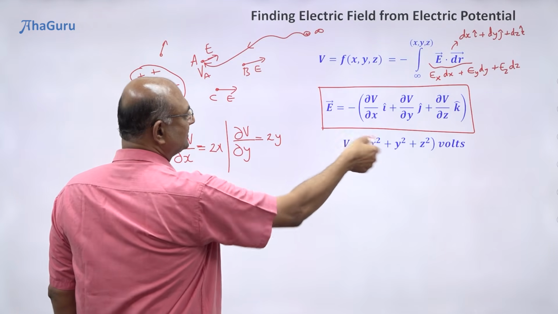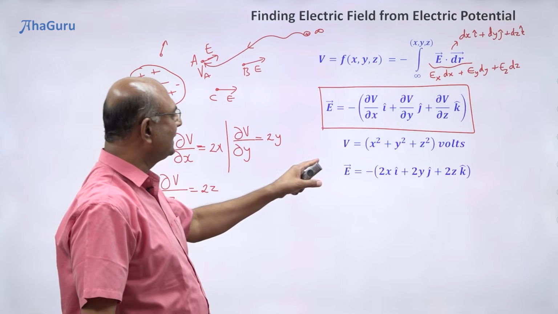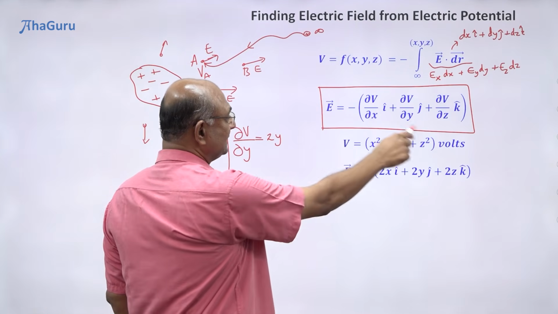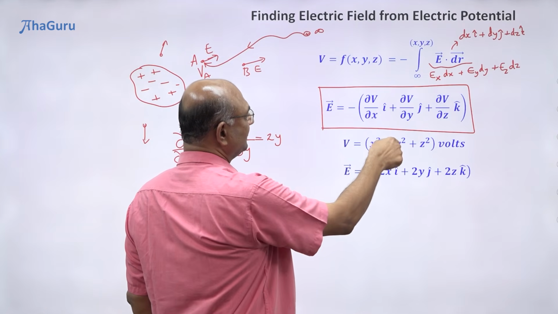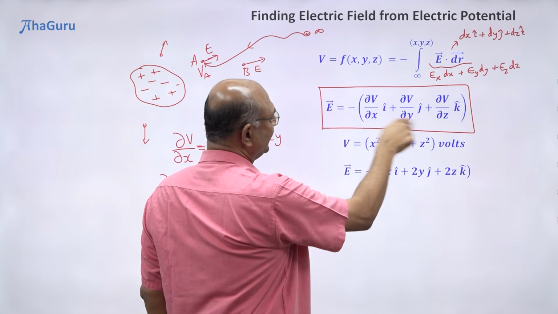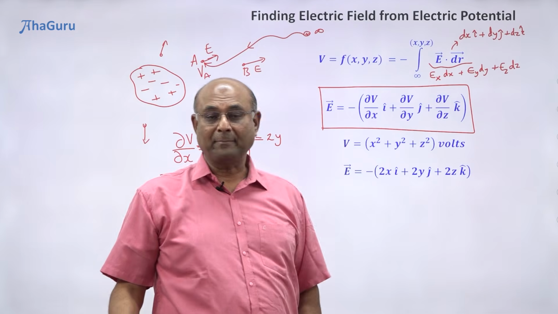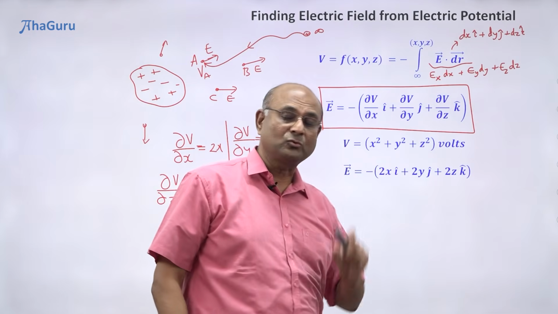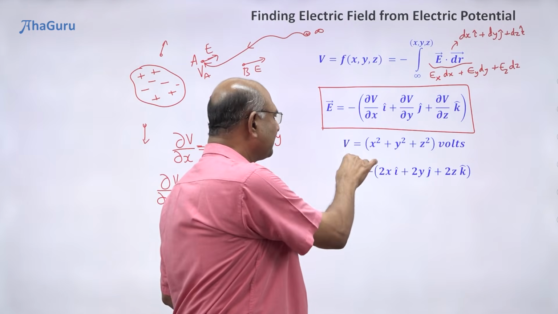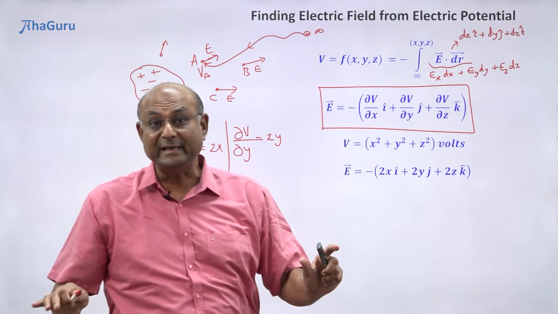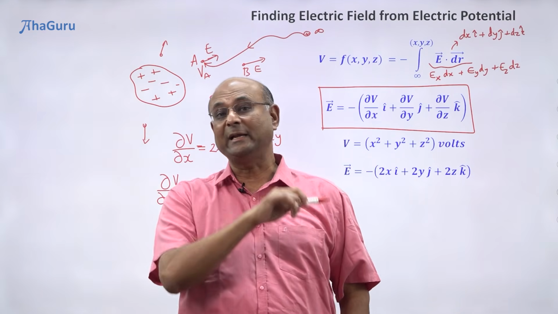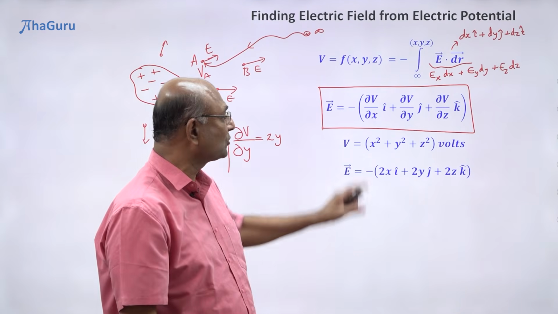And so basically if I substitute this here, I'm going to get the electric field. When you differentiate this with respect to x, you get 2x. With respect to y, you get 2y. With respect to z, you get 2z. So minus of 2x i cap plus 2y j cap plus 2z k cap. So you can find the electric field once you're given the potential very easily. So all of those JEE NEET problems are going to be super easy to solve.